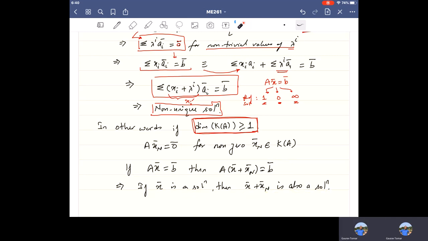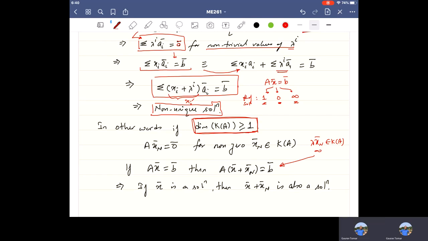Right? And if xn belongs to the null space of A, then lambda times xn will also belong to the null space of A, correct? And that means you have an infinite set of vectors that can form this solution, right? Because lambda can take any value. So this gives you infinite solutions.